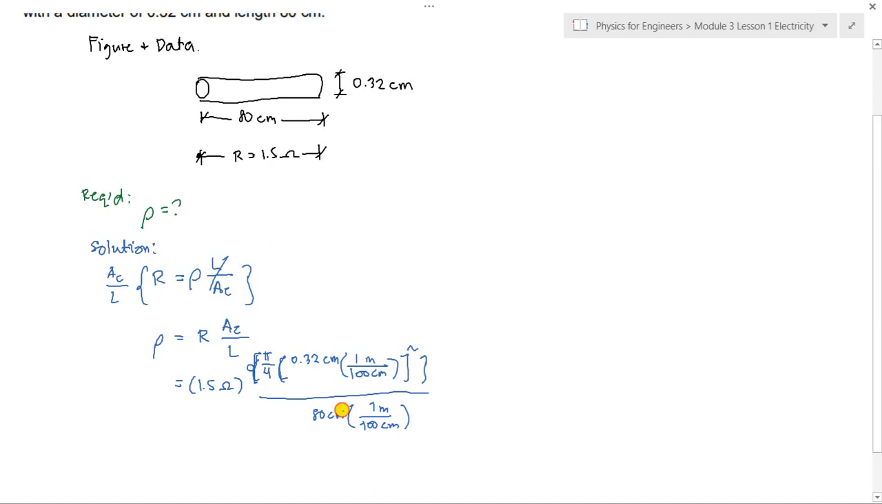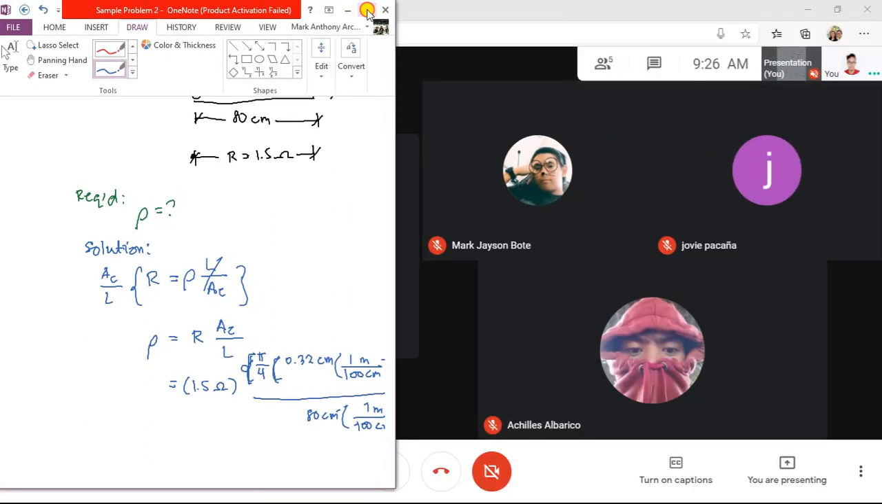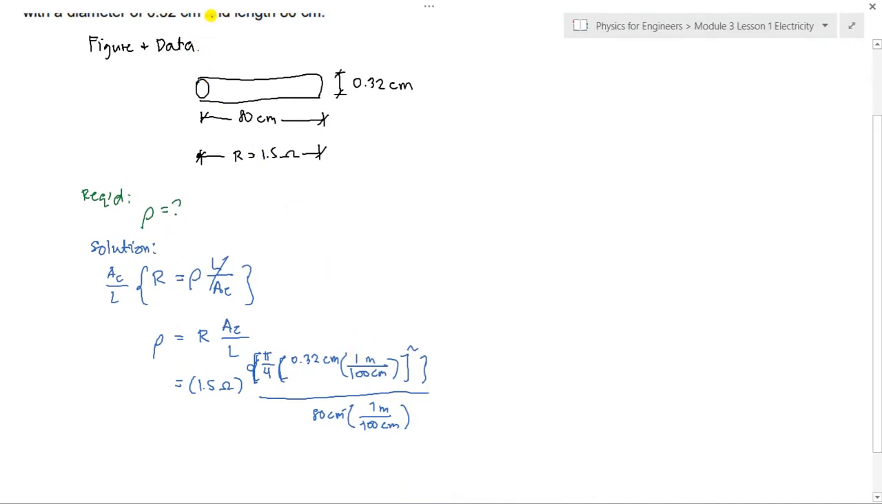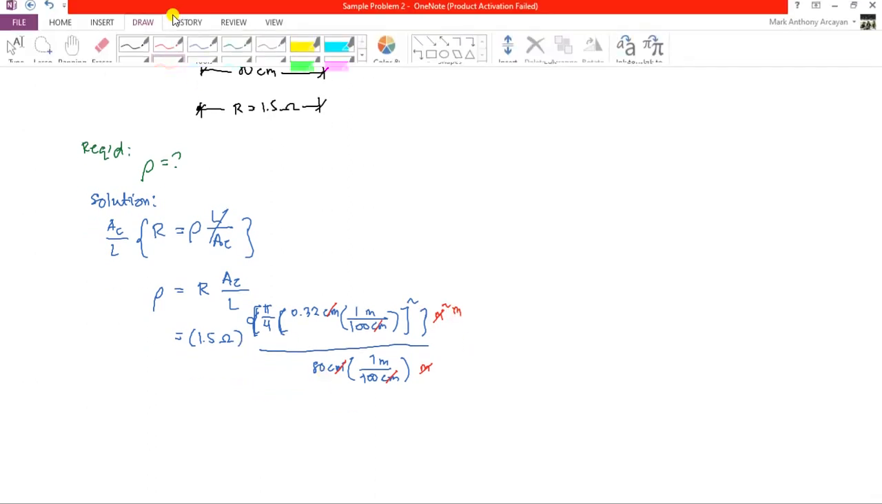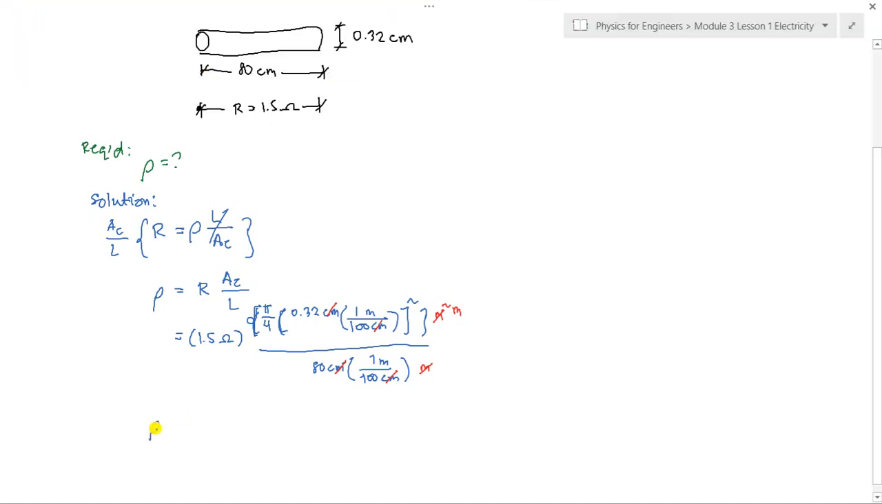Now the unit analysis, to see what cancels. The cm cancels, and this cm cancels too. In the numerator we have meter squared and here is meter, so one meter cancels, and we are left with ohm meter. So the dimension for resistivity is ohm meter.